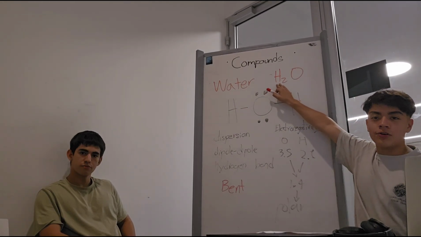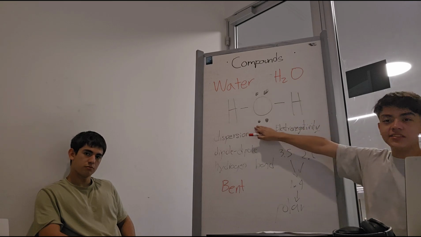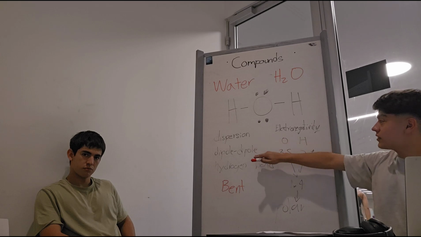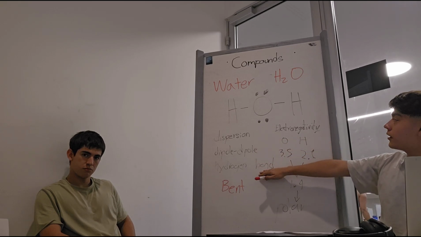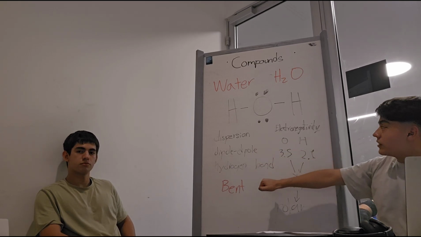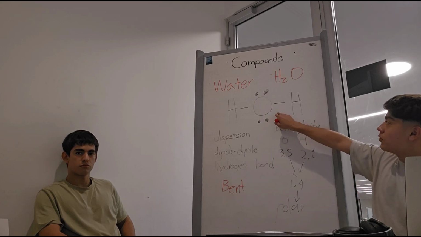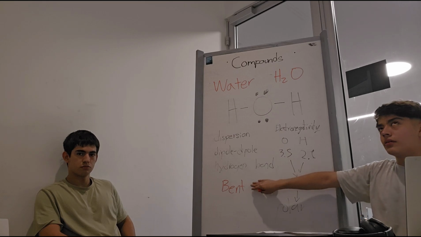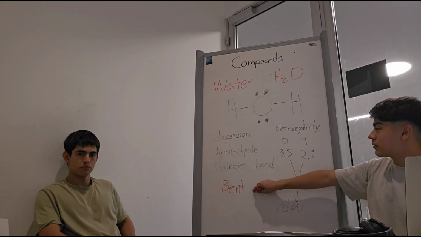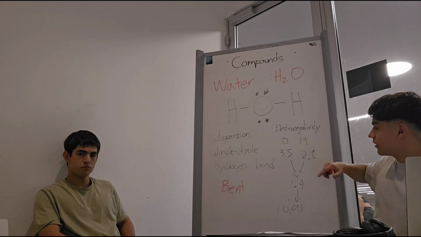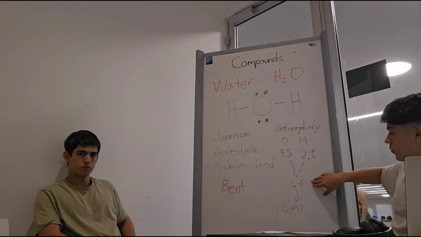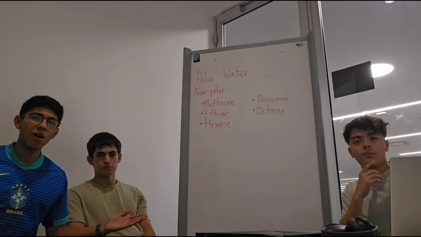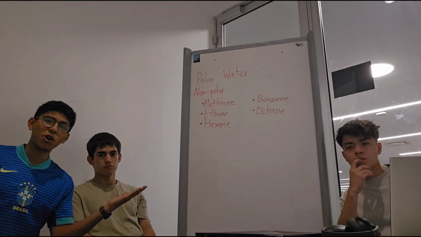Okay, next one is water. Water is made from H2O. This one is the Lewis structure of water. Water experiences dispersion forces, dipole-dipole forces, and hydrogen bonds. We can see that in the Lewis structure there are 2 lone pairs, so it's a bent, tetrahedral-based shape. The electronegativity difference is 1.4, so it's polar.